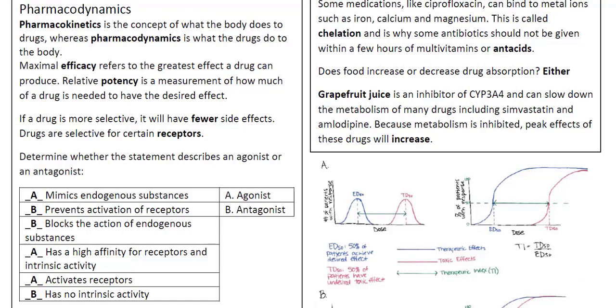Affinity is the strength of attraction between the receptor and the drug or endogenous substance. Intrinsic activity refers to the drug's ability to activate the receptor. This is why antagonists have no intrinsic activity. In addition to being an antagonist or an agonist, drugs can also be partial agonists. This means that they do not have as strong of an effect as a full agonist. Drugs that are partial agonists can also have some agonist and some antagonist activity.